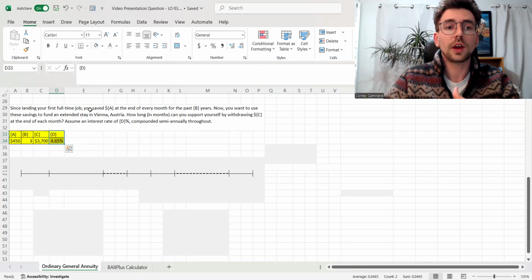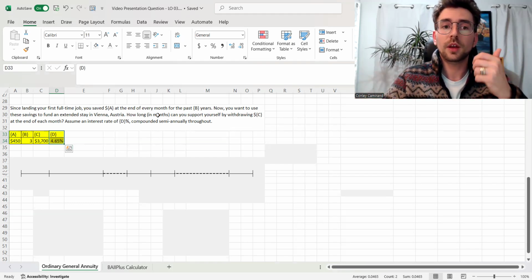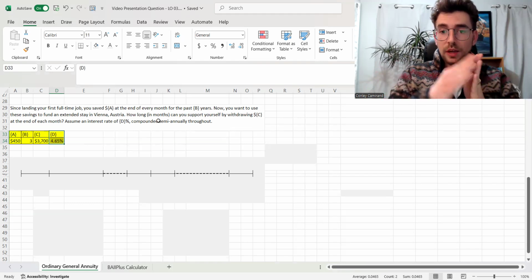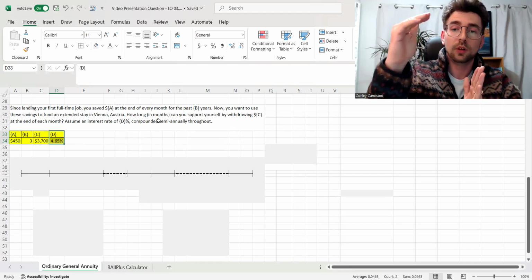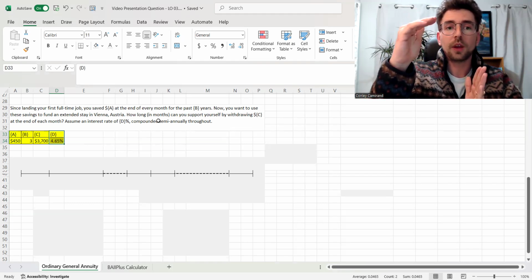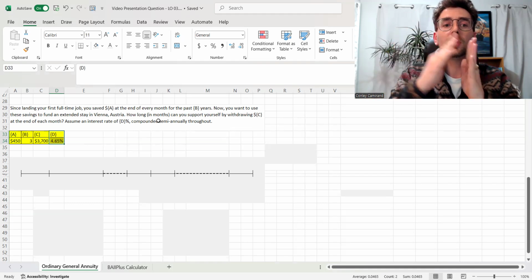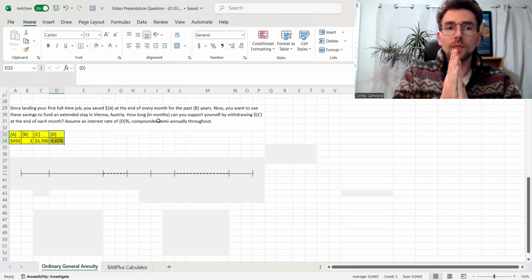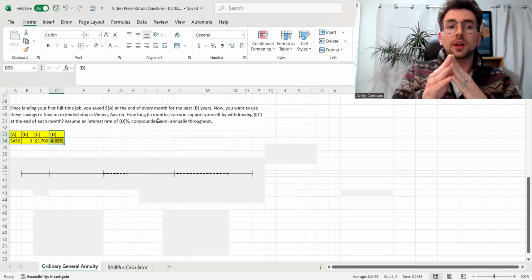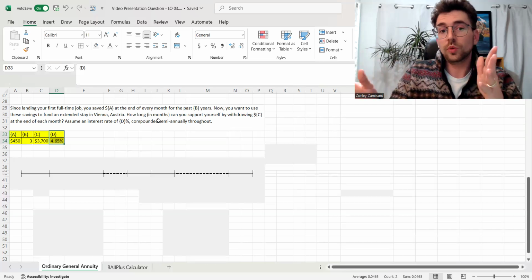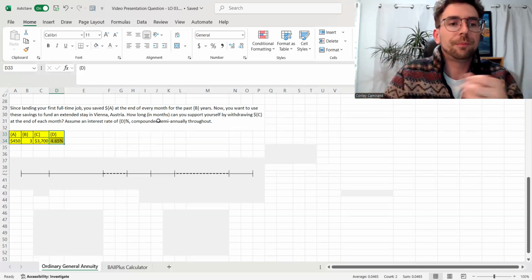We can see that the first half was saving 450 every month for the past 3 years. So we start at zero, and we have a future value amount that we will solve for to then be able to figure out the second part. So how many months can we withdraw 3,700 until we reach a $0 amount? So how many months until we reach no more money?